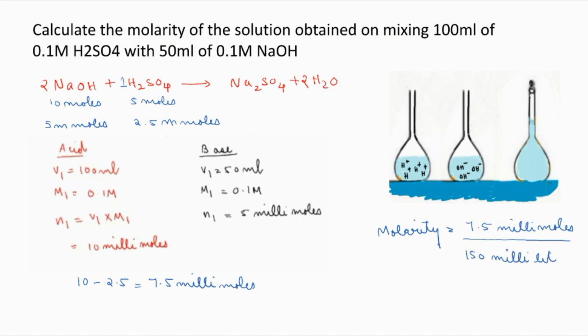So this milli will be cancelled and you will be getting the answer as moles per liter. That is a unit of molarity only, right? Capital M you can write. So the answer will be 0.05 molar. This will be the molarity of the resulting solution after neutralization.